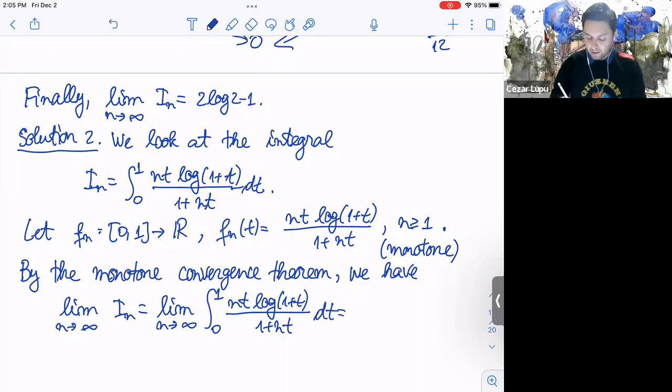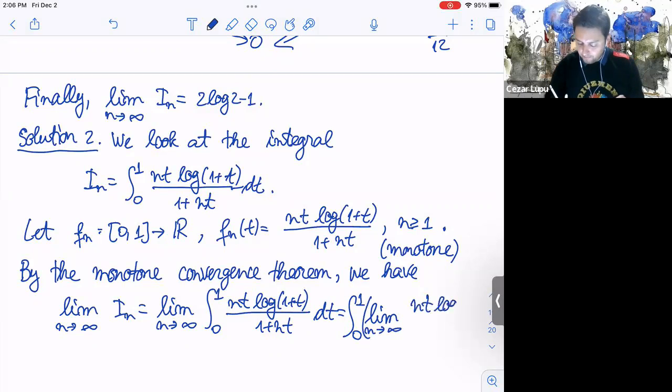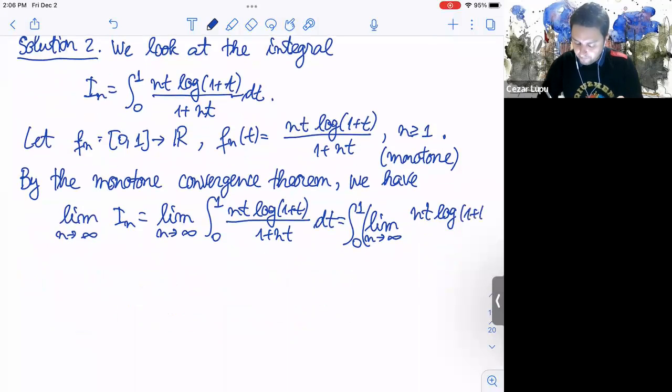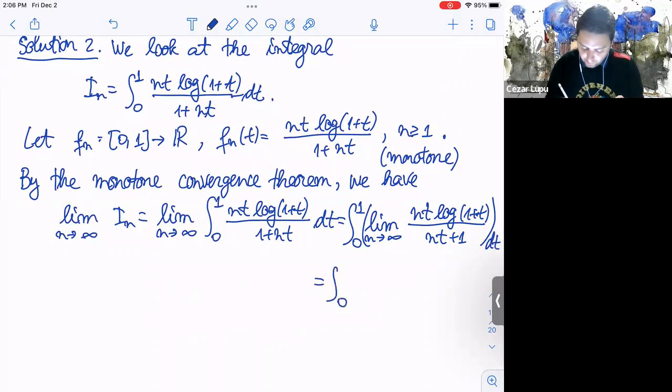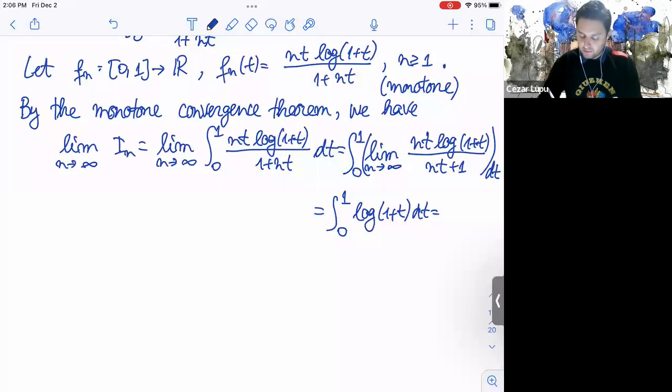And now we can swap the limit with the integral. So basically this would be nothing else than the integral of the limit as n approaches infinity of fn. Pretty clearly, this is just the integral from 0 to 1 of log of 1 plus t dt. This is a simple integration by parts. So this would be 2 log 2 minus 1, and that's it.